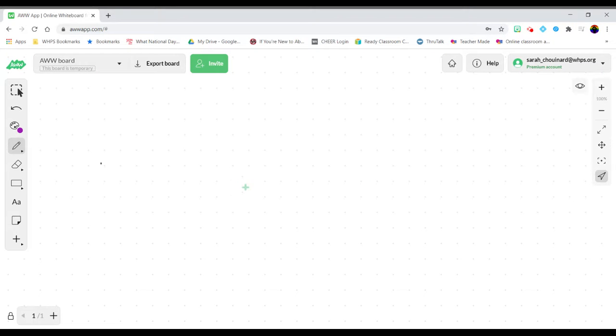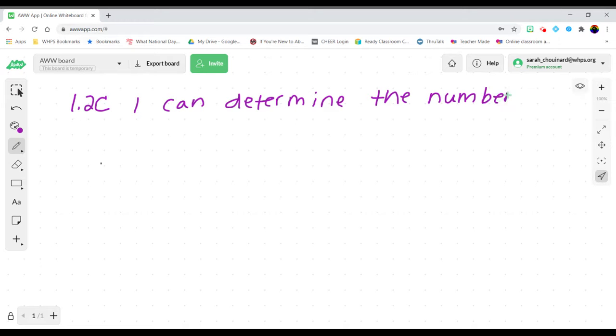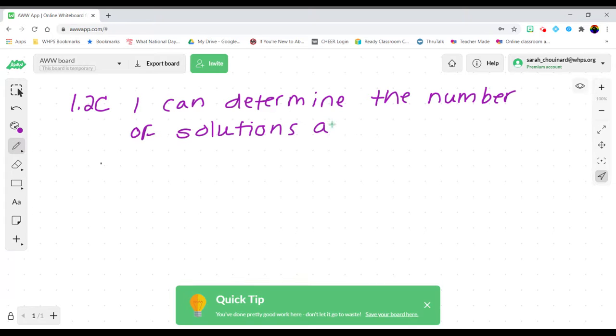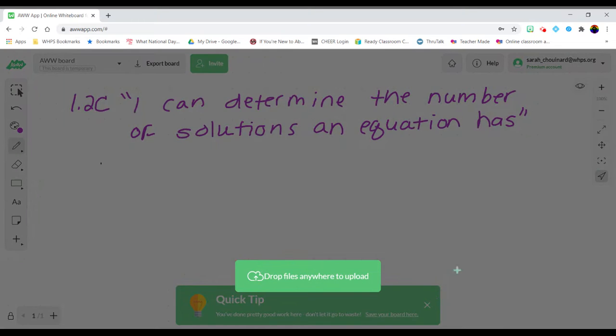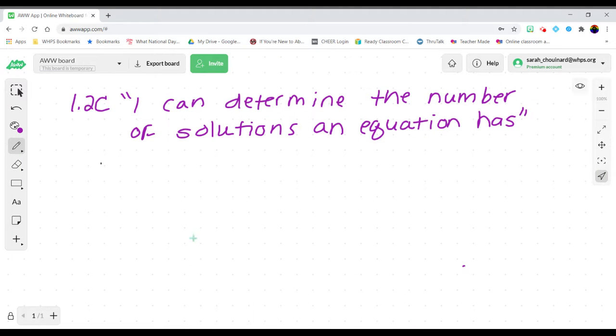All right, guys, so in this video, we are going to be covering 1.2c, which is I can determine the number of solutions an equation has. So our goal in this video is to be able to decide how many solutions an equation has. Up until this point, our equations have had one solution. So we're going to see today two other options that our equation can have for solutions.